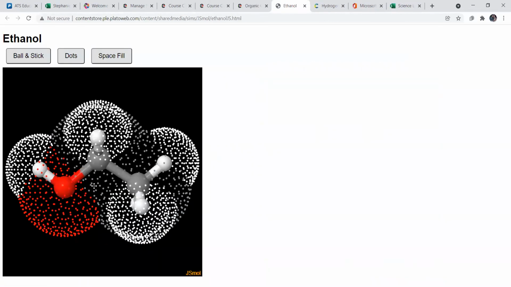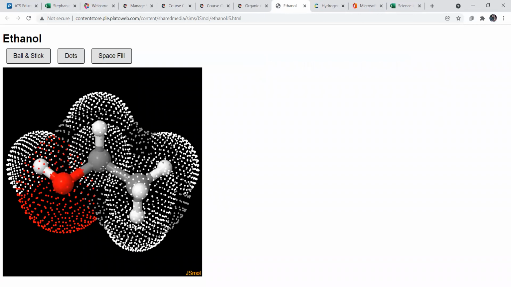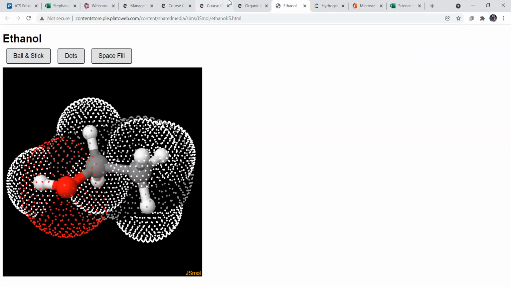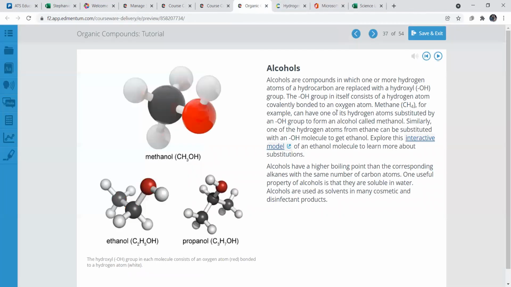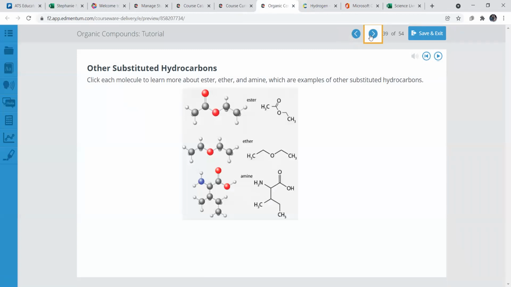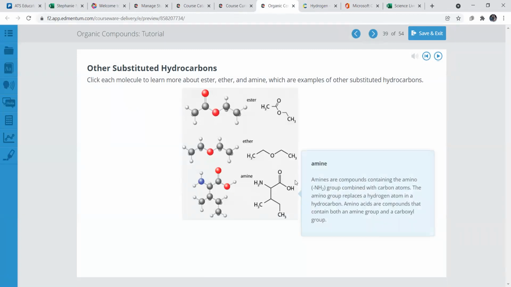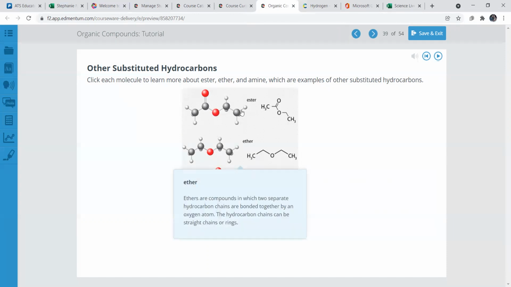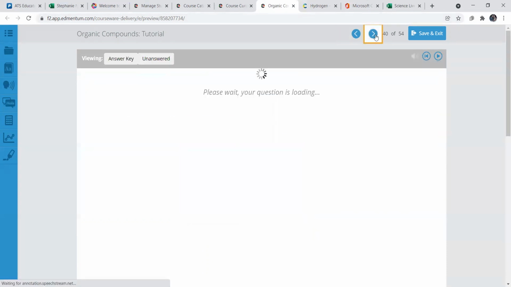So another interactive model. Let's look at ethanol. And as you can see, there's an oxygen atom right in here. So that one's a different color, but here's how it's bonded together like that. Okay, let's go on to the next part. Carboxylic acid, it's slightly different as well. We'd probably have some sort of oxygen in there, as you can see here. We have a double bond, oxygen on each side. Okay, then here are some other examples.